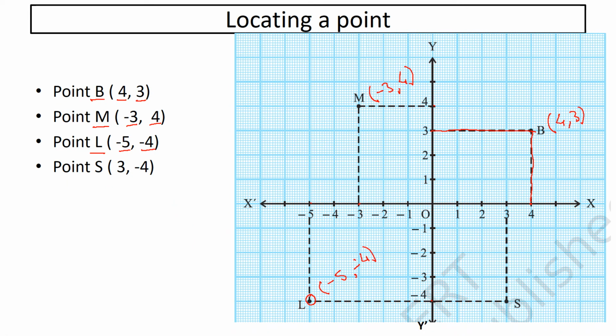Similarly, for the point S, for which the coordinates are (3, -4), we will take 3 units on the positive side of the x-axis and draw a line parallel to the y-axis, and -4 we will take on the negative side of the y-axis and draw a line parallel to the x-axis. Where these two lines intersect, that will be our point S, and the coordinates of S are given as (3, -4).